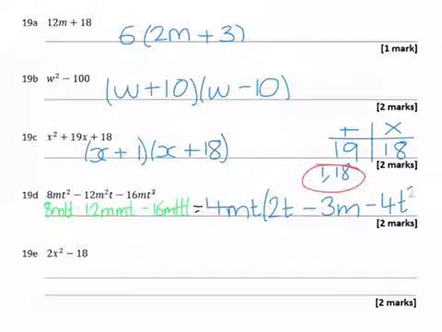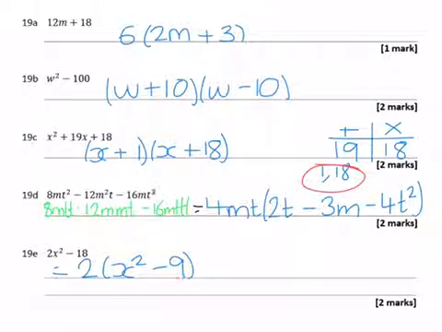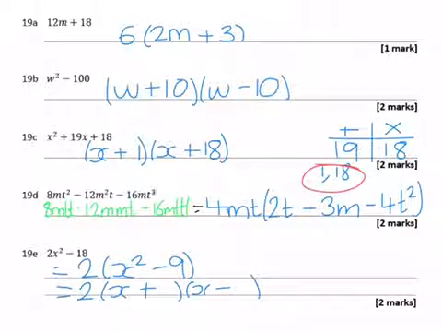4t squared. Okay, and then the final part, it looks like a difference of 2 squares, but it's not quite there yet. So the first thing I'm going to do is bring out a factor of 2. So it'd be 2 times x squared minus 9. And now my bracket looks much more like a difference of 2 squares because this is a letter squared and 9 is a square number as well. So keeping the 2 out front, I'm then going to split that into my two brackets, 1 plus and 1 minus, and the square root of 9 is 3.